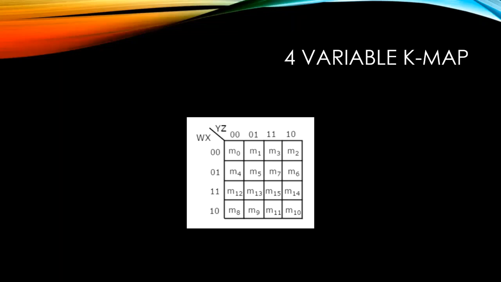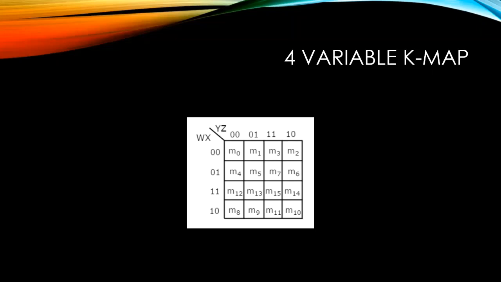For a 4 variable Kmap, we have 2 variables for the row and 2 variables for the column. In this example, WX is for the row and YZ for the column. The first row is 0, 0, second row 0, 1, third row 1, 1, fourth row 1, 0. Again, only one bit should change from one row to the next row. And for the columns, YZ: 0, 0, then 0, 1 for the second column, 1, 1, and then 1, 0. Again, only one bit should change from one column to the next column to determine the values of each column or row in our Kmap.